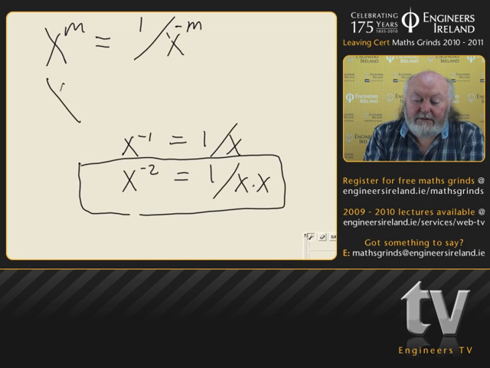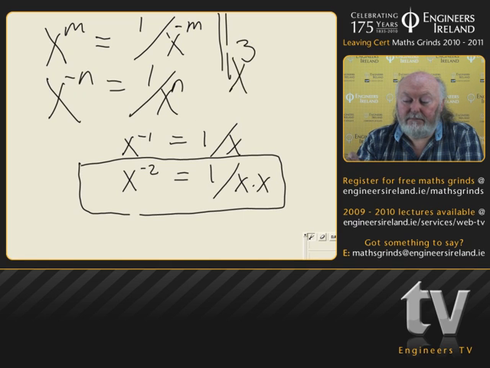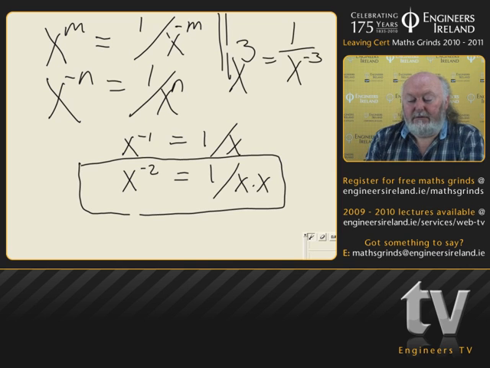You'll normally see things like this, and you would say, yeah, that makes sense. But if you look at this one up here, for example, I can say to you that x cubed is 1 all over x to the minus 3. And that's exactly the same as applying this rule here.